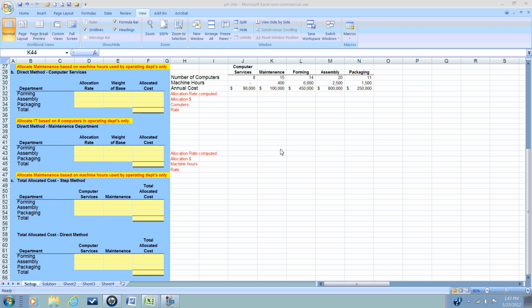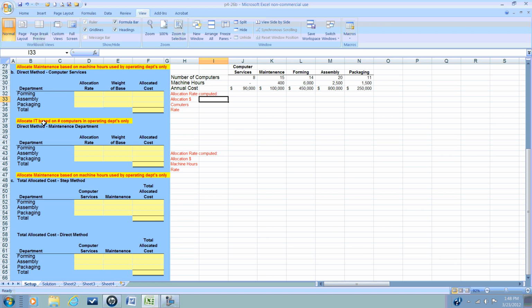All right, so we're going to be using the first method, which is the direct method. In the direct method, we are going to ignore activity between the two service departments. So we're not going to allocate any of the computer costs to maintenance, none of the maintenance costs to computers. All of that will go out to our operating departments. So the first thing we need to do is to determine the amount of cost that is going to be allocated. We're going to begin with allocating the computer services.